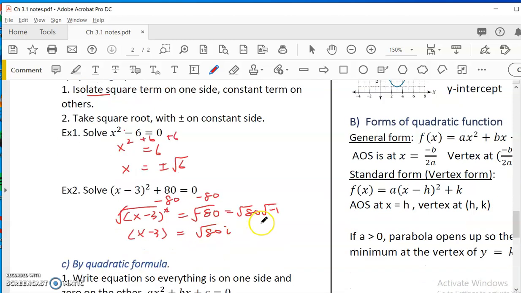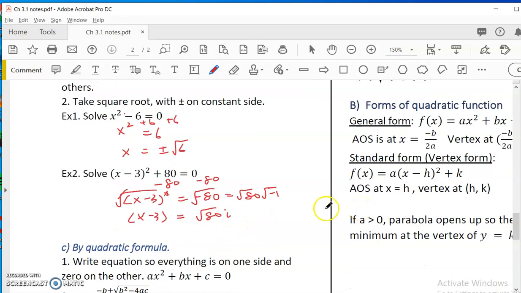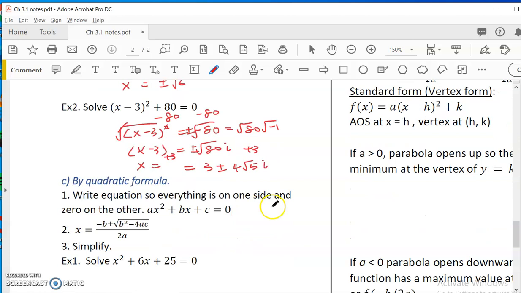Okay, let's go down a little bit. Oh, not much space. Square root of 80, so x equals plus 3 on both sides, will equal 3. Oh, I have to put plus and minus. I forgot the plus and minus. Plus and minus, root 80 is 4 root 5 because 80 is 16 times 5, right? Times i. So this is the answer: 3 plus 4 root 5 i, 3 minus 4 root 5 i.